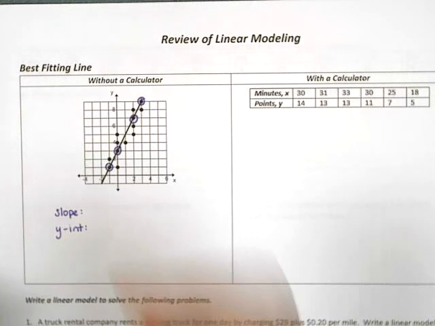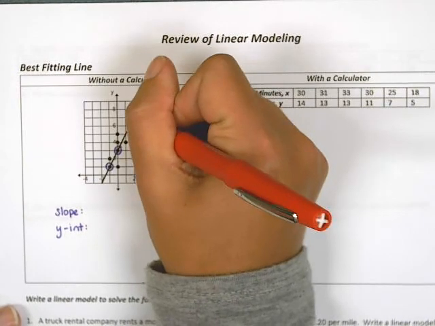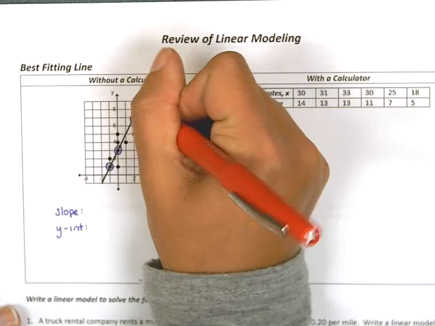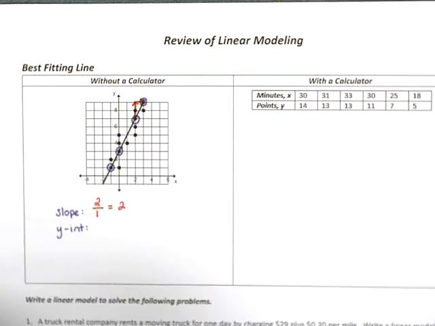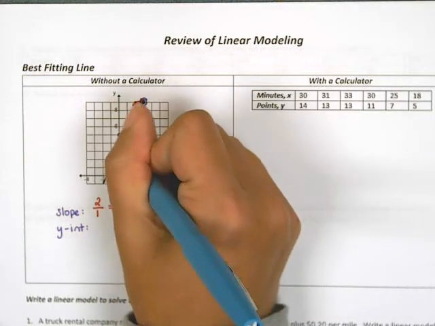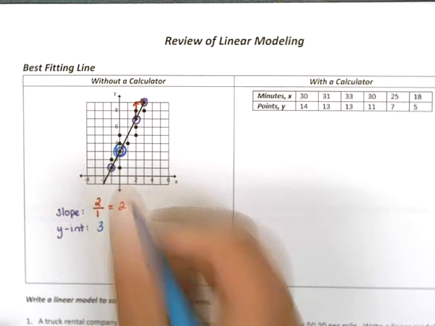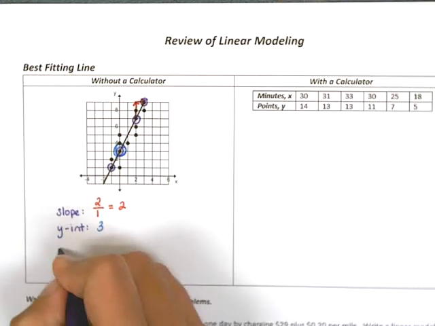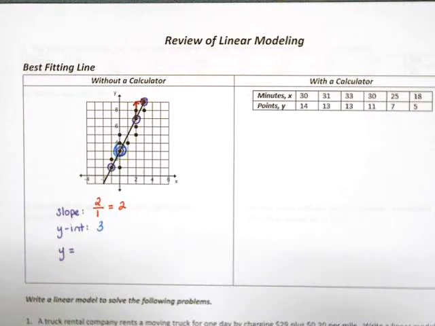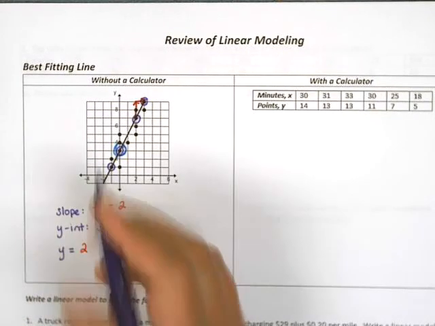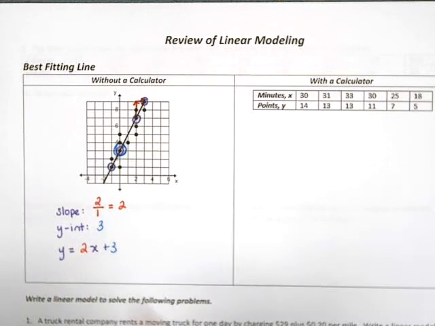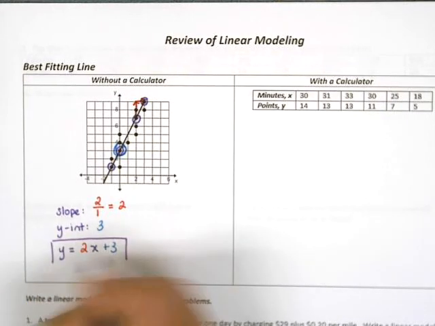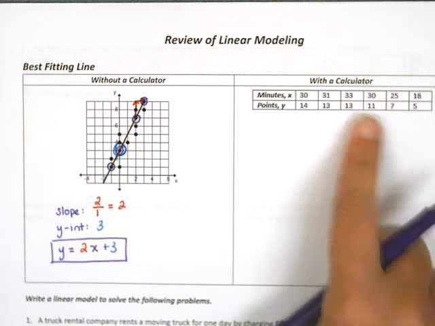So if I look at those points and I go from here to here, I'm going to rise 2 to run 1. So my slope would be 2 over 1, which is 2. Now my y-intercept would be where I cross the actual y-axis, which is at the 3. And if I combine that information into an equation, I would get y equals 2x plus 3 as my final answer, and I'm done.